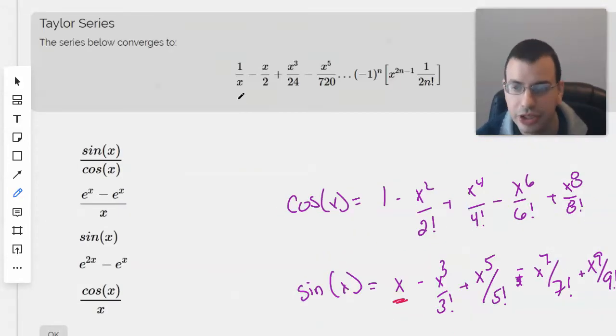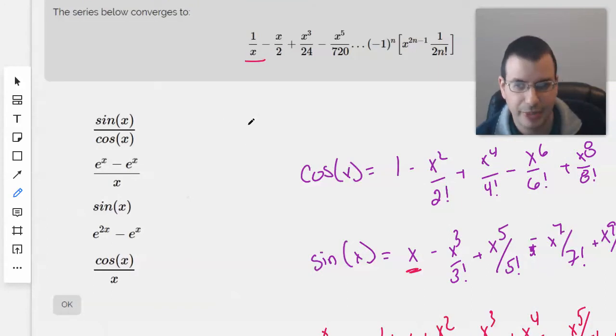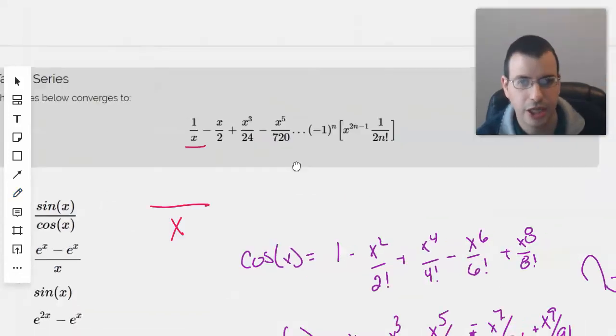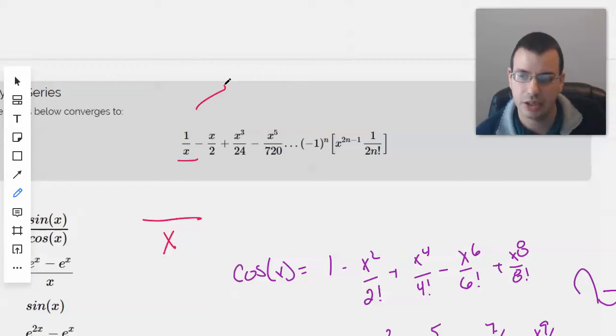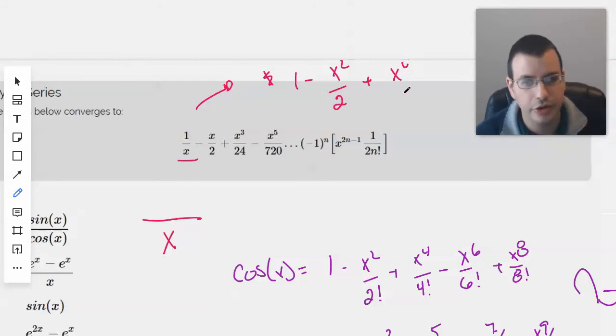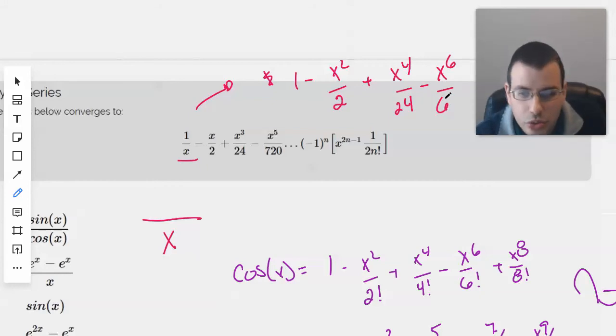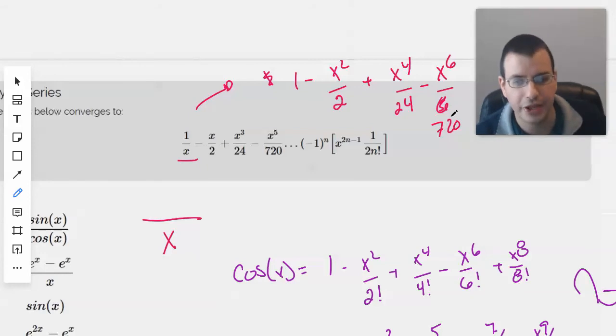So we look at this, and the first term is 1 over x. So it's probably going to be something divided by x. If we multiply all of these by x, what we would get is 1 minus x squared over 2 plus x to the 4th over 24 minus x to the 6th over 720. Okay, and then it goes on like that.